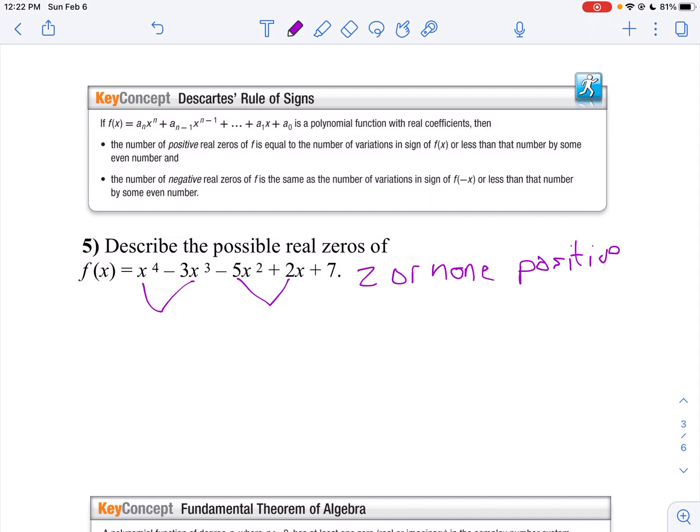So if I apply that with my upper bound test, I only need to check 2 positive numbers for my roots here.